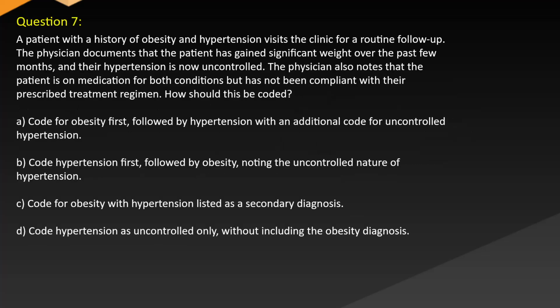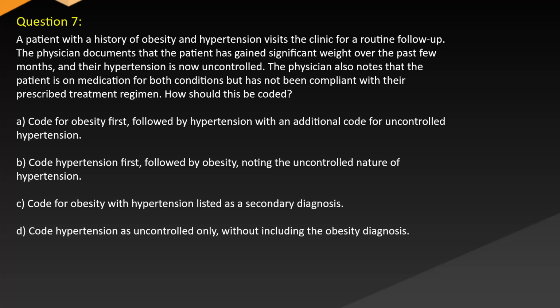Question 7. A patient with a history of obesity and hypertension visits the clinic for a routine follow-up. The physician documents that the patient has gained significant weight over the past few months and their hypertension is now uncontrolled. The physician also notes that the patient is on medication for both conditions but has not been compliant with their prescribed treatment regimen. How should this be coded?